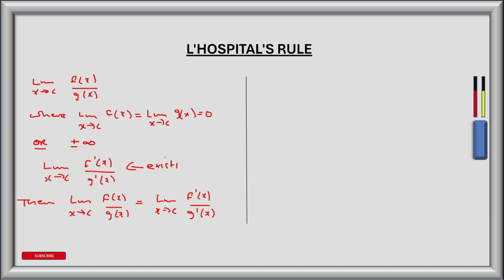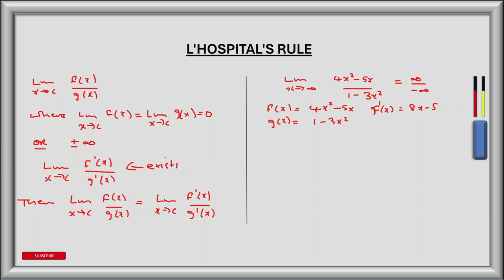In our second example, we found that the limit as x tends towards infinity of (4x² − 5x) divided by (1 − 3x²) was also indeterminate, as it was infinity over minus infinity. So again, let's use L'Hopital's rule to try and evaluate this limit. In this case, f(x) is equal to 4x² − 5x, and the derivative of f(x) is equal to 8x − 5. g(x) is equal to 1 − 3x². The derivative of g(x) is equal to −6x.